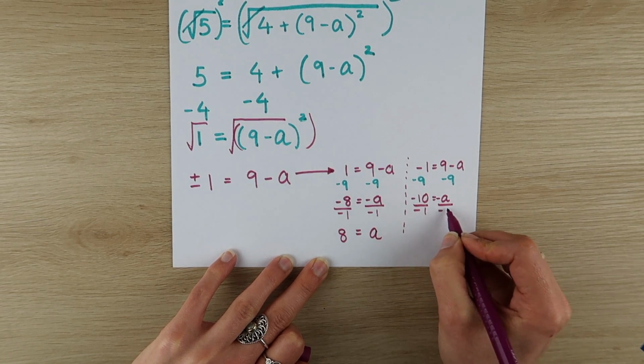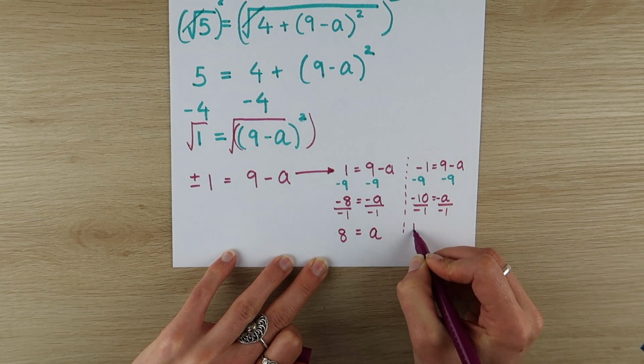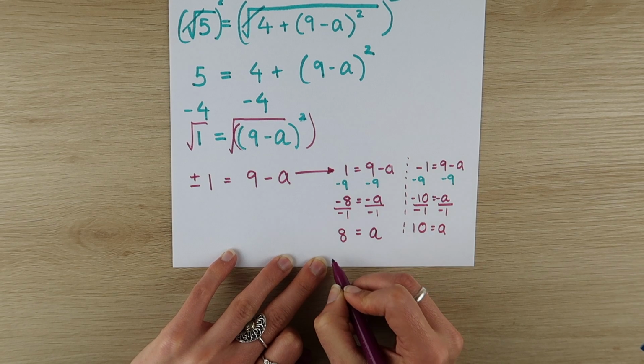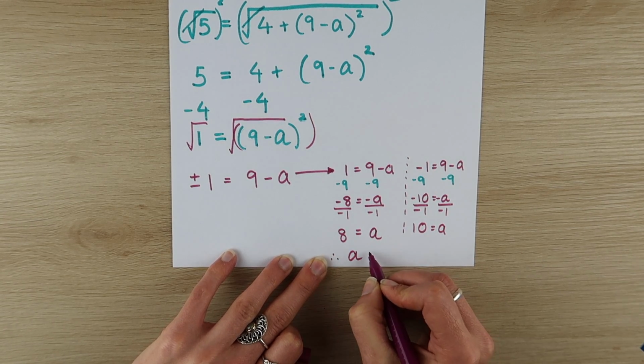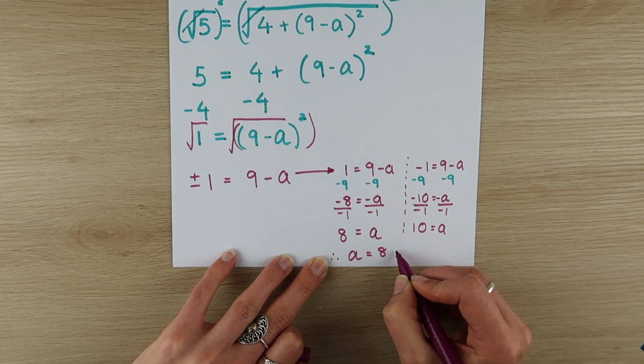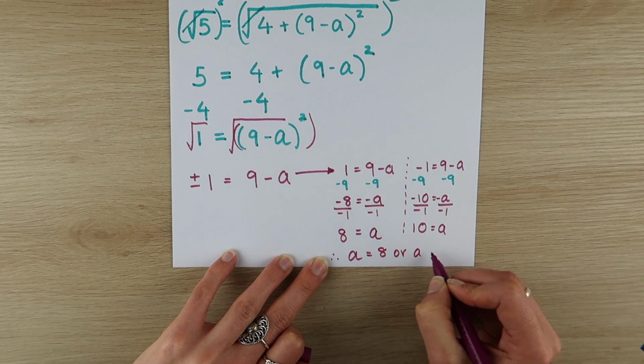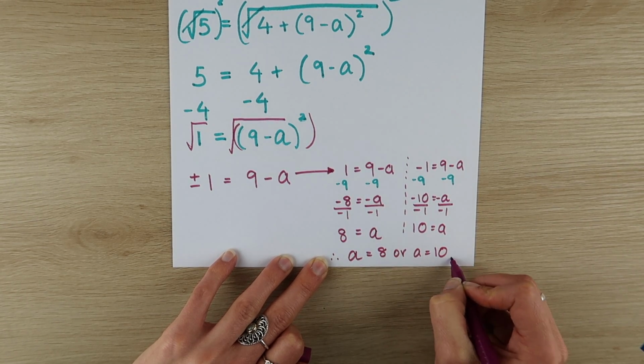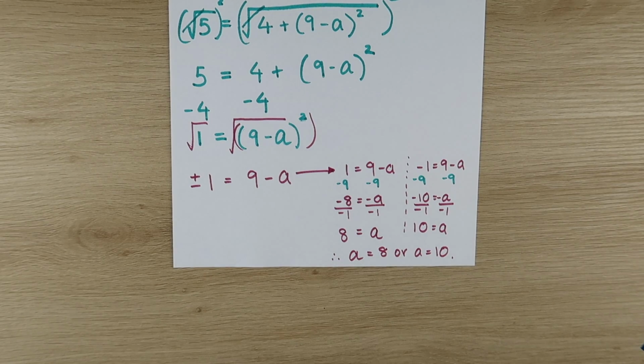And if I do the same to this equation, I'm left with 10 is equal to a. So therefore, a is equal to 8 or a is equal to 10. And those are the two possibilities for a in this case. So that was how to find the distance or the length between 2 points.